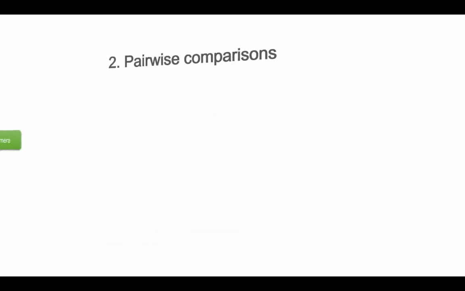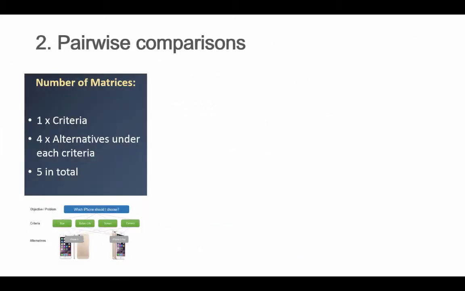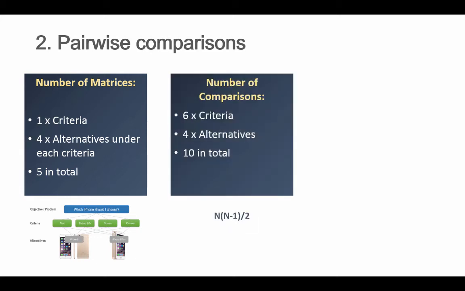Next, I need to evaluate and construct pairwise comparisons, which are represented by 3 steps. The first step is to determine the number of matrices. There is 1 matrix for the criteria, and there are 4 matrices for analyzing the alternatives under each criteria. The second step is to define the number of comparisons per matrix. So based on this formula, I know that there are 6 comparisons for the criteria matrix and 1 comparison for each of the alternative matrix, which makes a total of 10 comparisons.